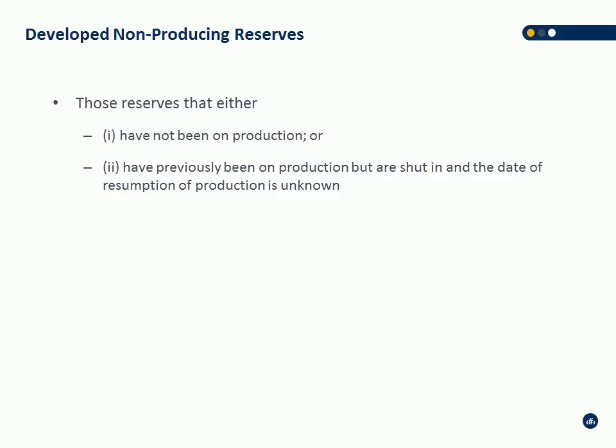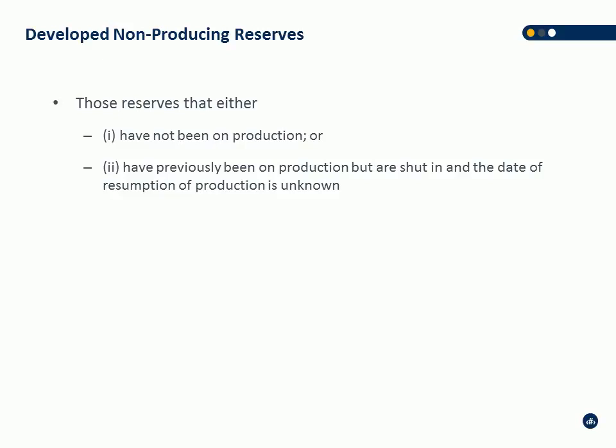It can also be wells that have been on production but are currently shut in, and the operator doesn't know when they're going to go back and turn them back on. So they don't have to have a capital requirement. Normally, developed non-producing does have a capital requirement. There's usually some small amount of capital to bring them on, but it is possible.